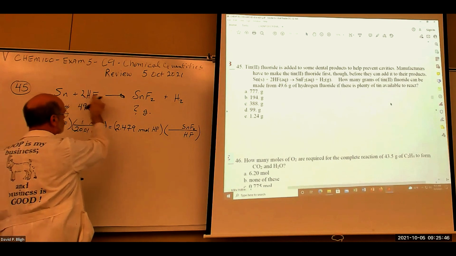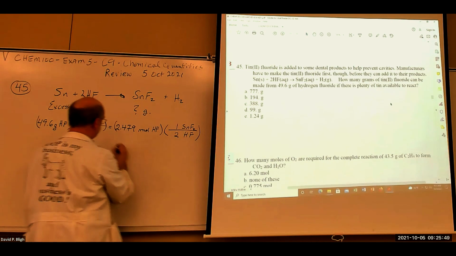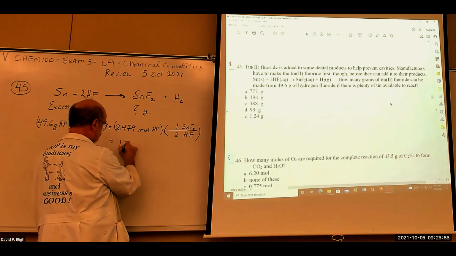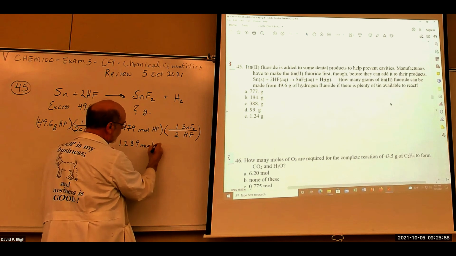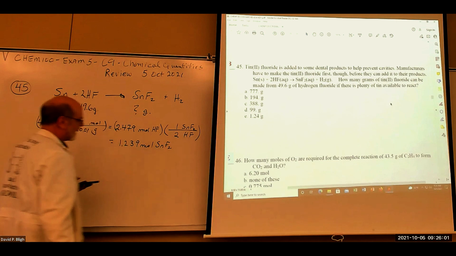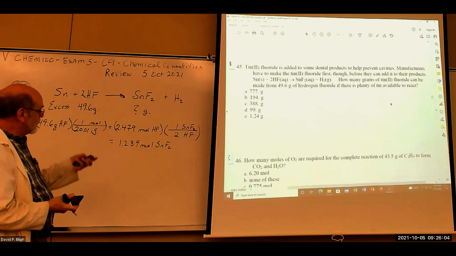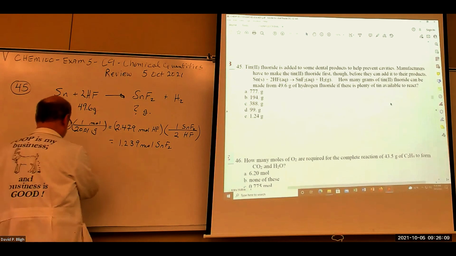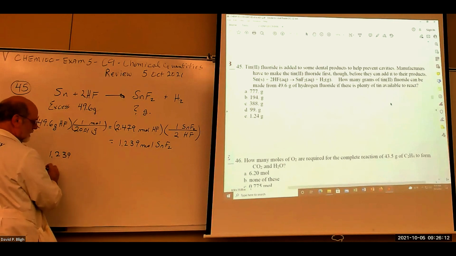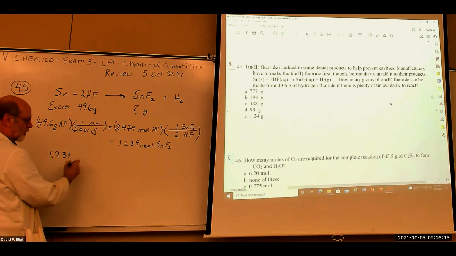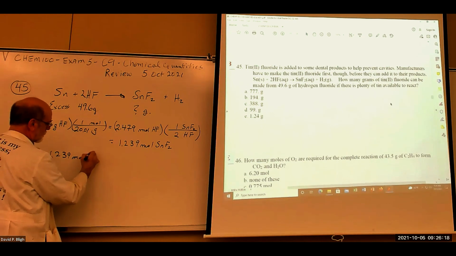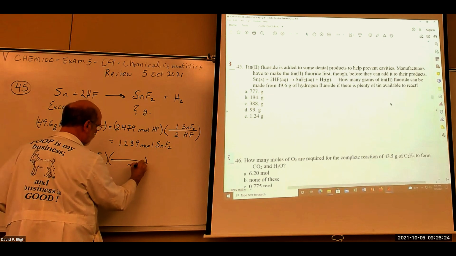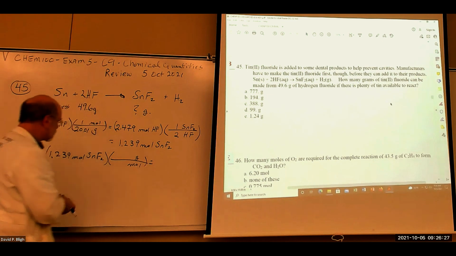Now we need to convert that to moles of tin(II) fluoride. And the magic numbers are 2 and 1. So we divide that by 2. And I get 1.239 moles of that compound. Now the question is, how many grams? Right. So we've got to convert it back. So 1.239, and I'm hanging on to an extra decimal so we can avoid rounding errors. Molar mass. This time moles on the bottom and grams on the top. But it's a different compound.